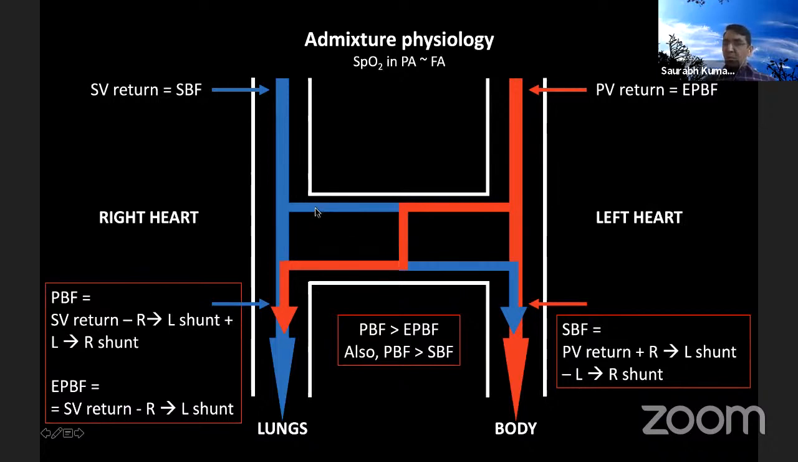So this is the amount of blood which is getting away from systemic venous return into the systemic circulation, and this amount of blood was supposed to reach the lungs for oxygenation, but instead it is going to the body. So the effective pulmonary blood flow is again less than the pulmonary blood flow.